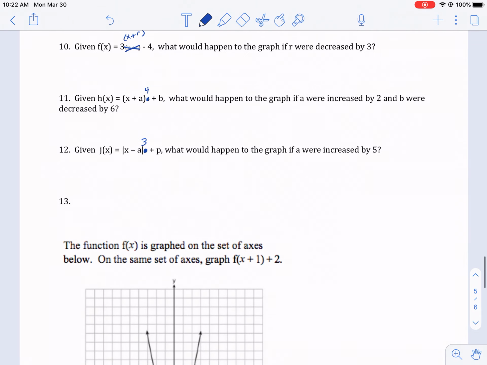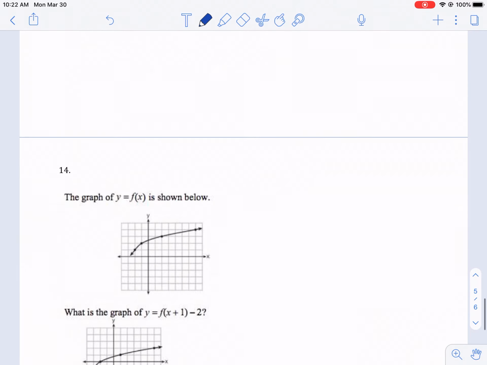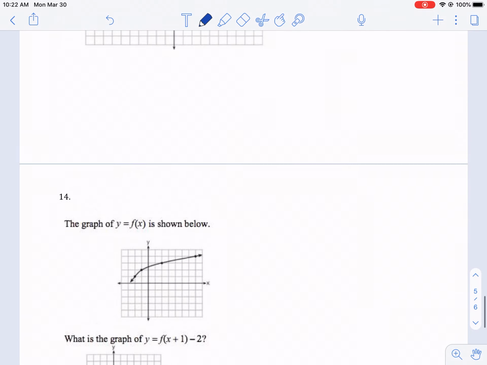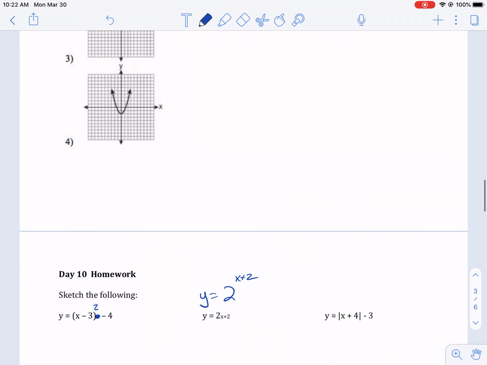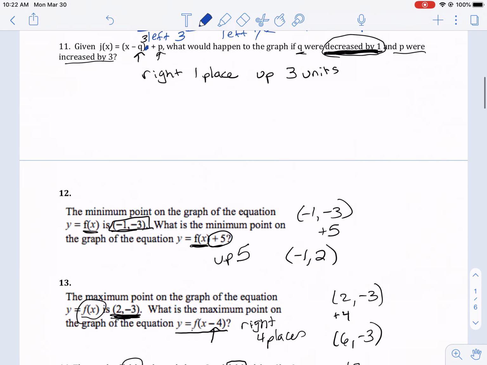That might be it. Yeah, the rest are Regents questions. Okay, give the homework a try, and good luck.